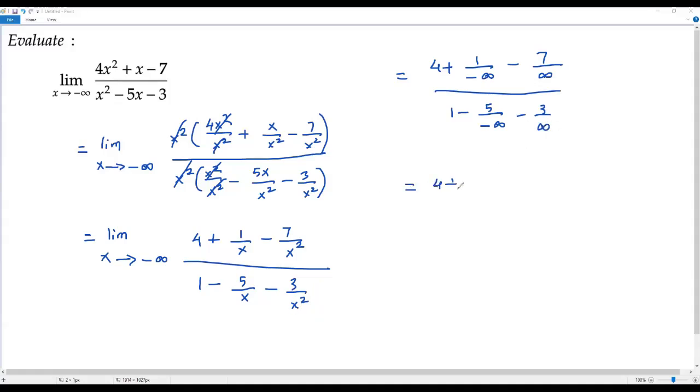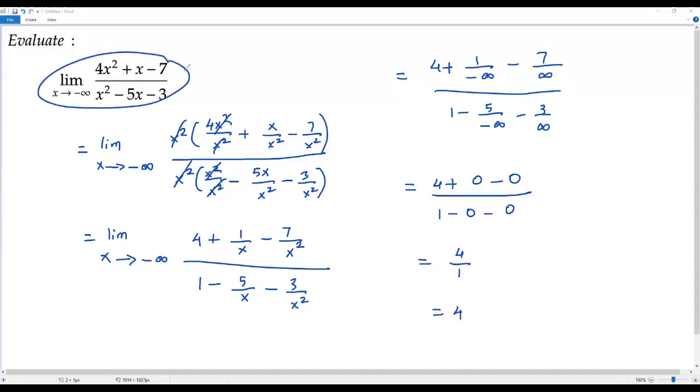Now we get 4 plus. Whenever I divide a finite value by a very large positive or very large negative value, that is by positive infinity or negative infinity, its value becomes 0. So 1 over negative infinity is 0, and 7 over positive infinity is also 0. In the denominator, 5 divided by a very large negative value becomes 0, and for the same reason 3 over infinity is 0. So we get 4 in the numerator and 1 in the denominator. 4 over 1 is just 4. So the evaluation of the given limit is 4.